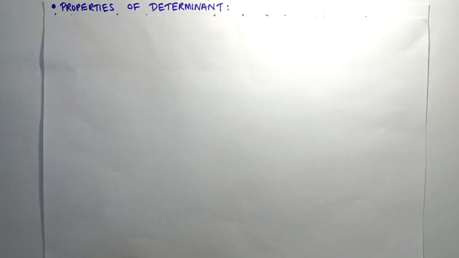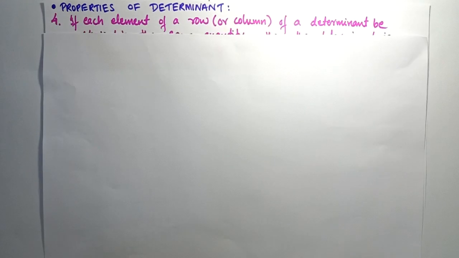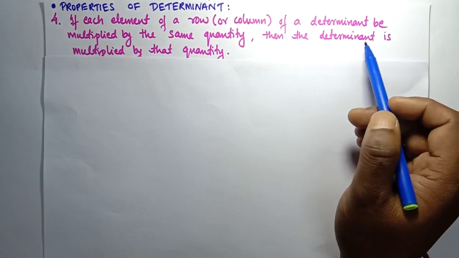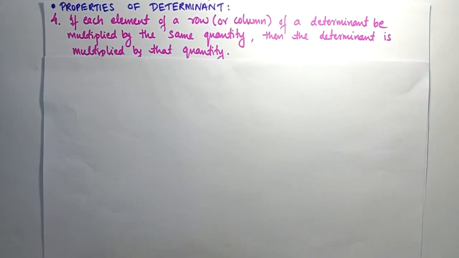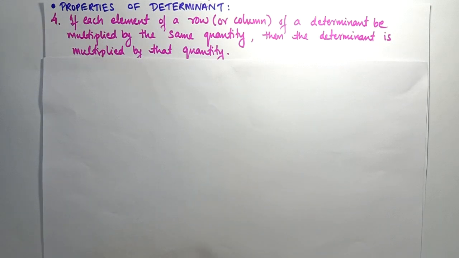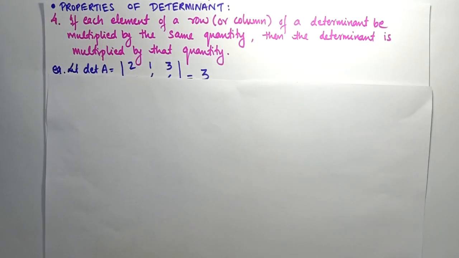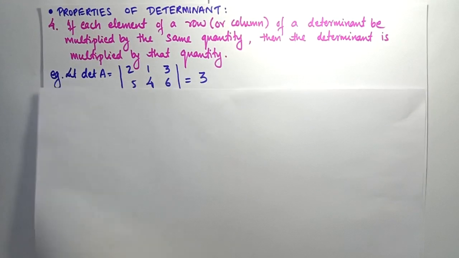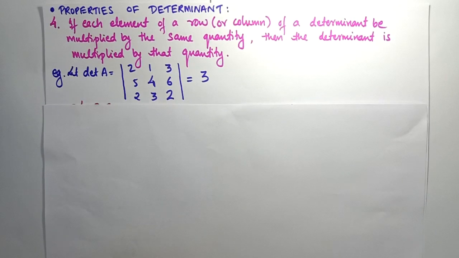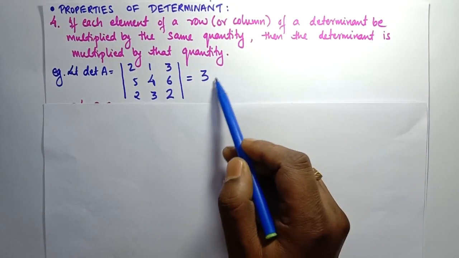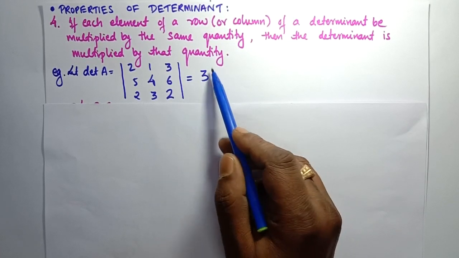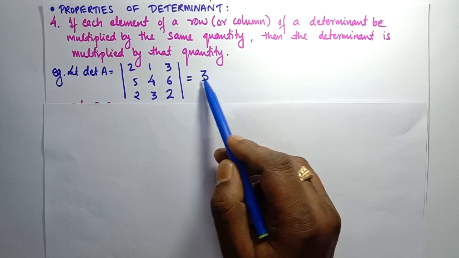Now we'll do property number 4. What does property number 4 say? If each element of a row or a column of a determinant is multiplied by the same quantity, then the determinant is also multiplied by that quantity. I'll show you with an example. Suppose I have the determinant of A: 2 1 3, 5 4 6, 2 3 2, equals 3. I have already proved this in my previous property. You can do it yourself and you will get 3.